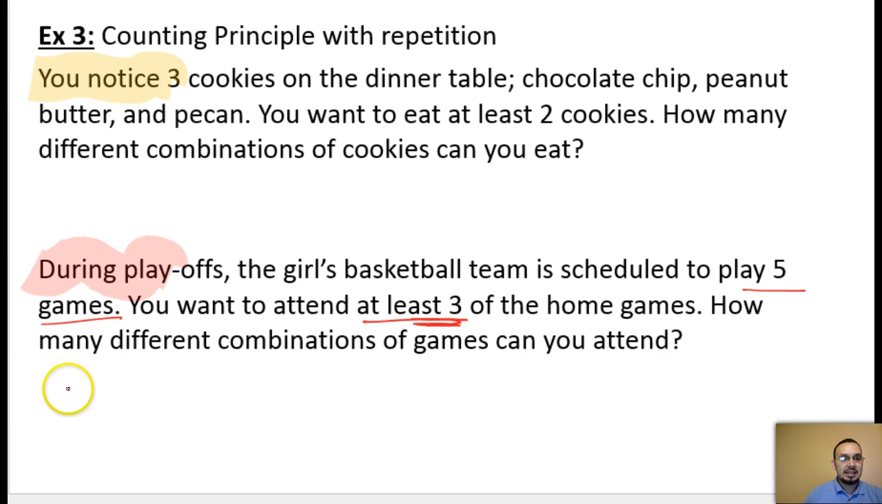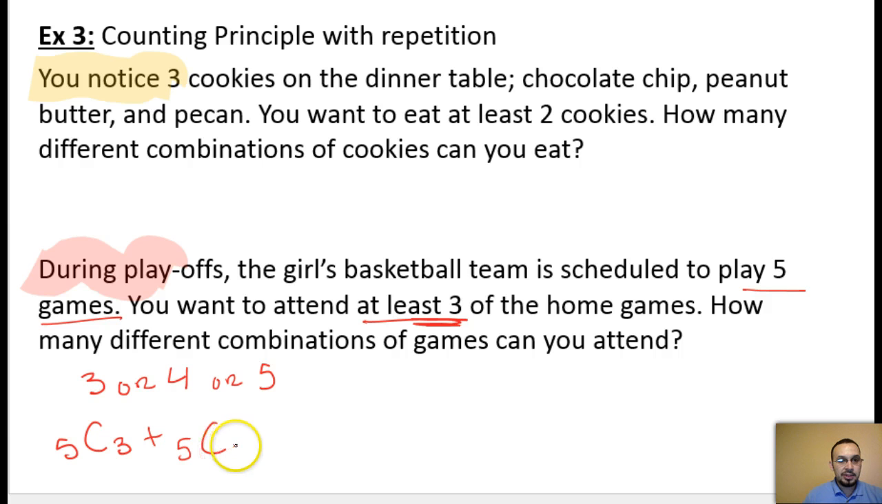So at least, meaning I want to go to 3 games, or I want to go to 4 games, or I want to go to 5 games. So the way I would set this up is if I have 5 games to choose from, I have 5 games total, I'm going to choose to go to 3 of them, at least 3, or, meaning plus, 5, I'm going to choose to go to 4, or 5, I'm going to choose to go over all 5 of them. You punch that into your calculator and you're done.